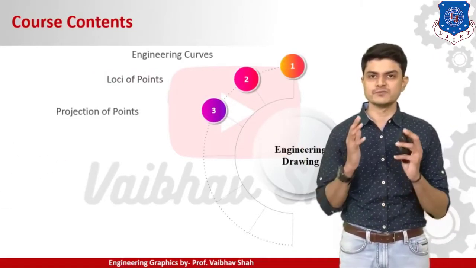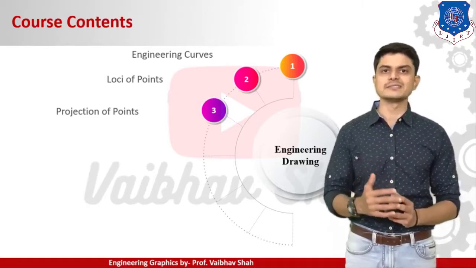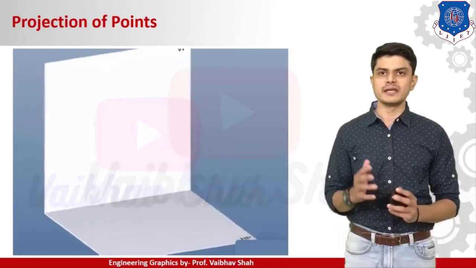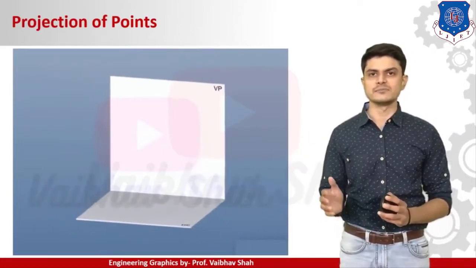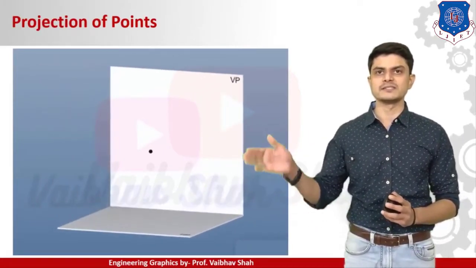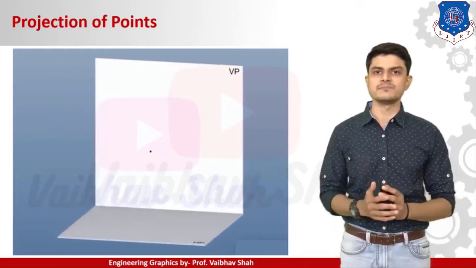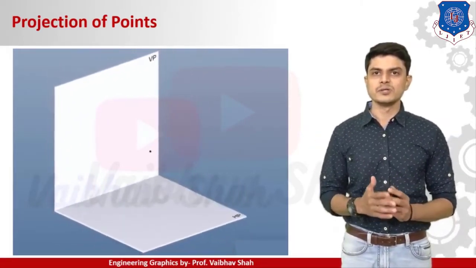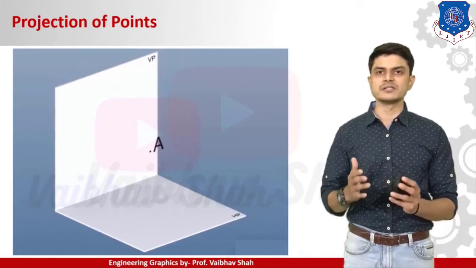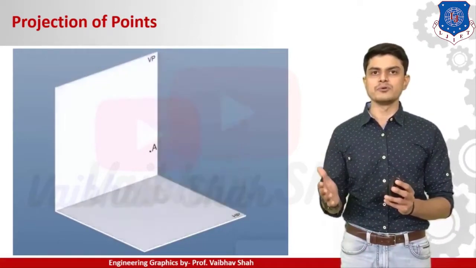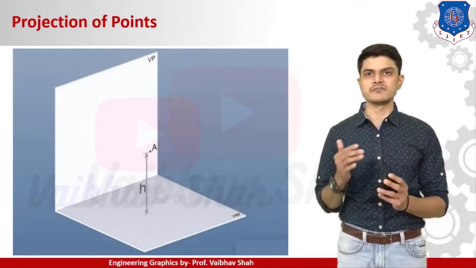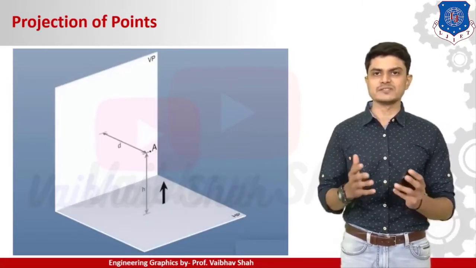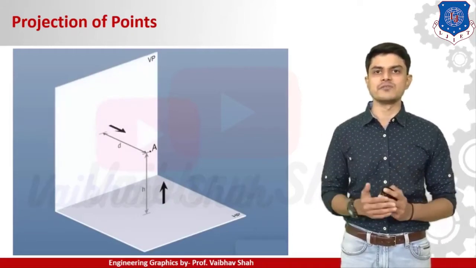Chapter number 3 is projection of point. Let us understand what we mean by projection of point. I will be taking one quadrant system in horizontal. This is the horizontal plane and this is the vertical plane. These are mutually perpendicular planes. As you can see, there is one point marked there. This point is at a certain height above your HP and a certain distance away from your VP. So it is H height above your HP, and as you can see, it is D distance away from your VP.